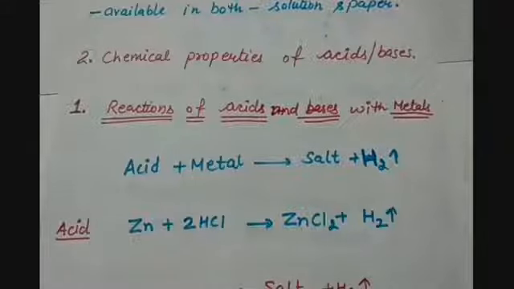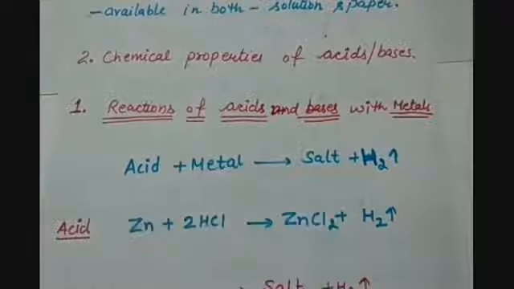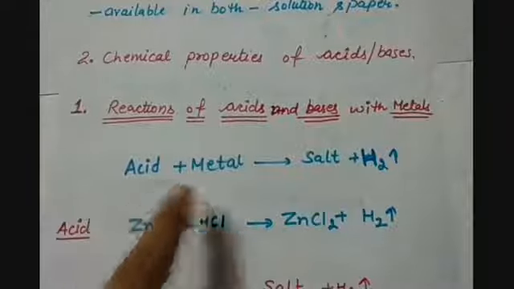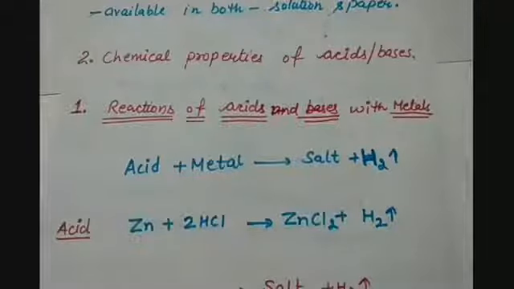Why is hydrogen gas evolving in this reaction? Because we know that in the acidic medium, the presence of H+ ion will be there, and most of the metals, as we have seen in the reactivity series, that are reactive and have a standard electrode potential value higher than hydrogen, will replace the hydrogen from the acid. It will take the place of the H+ ion in the acid, and then the salt formation will take place.